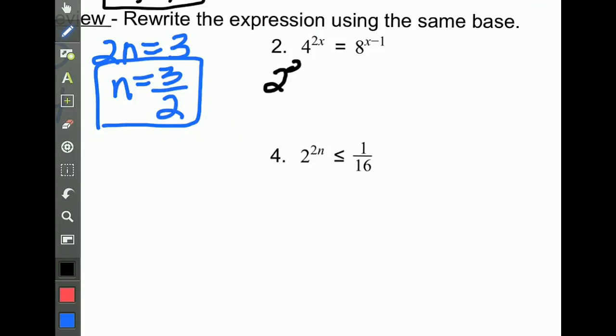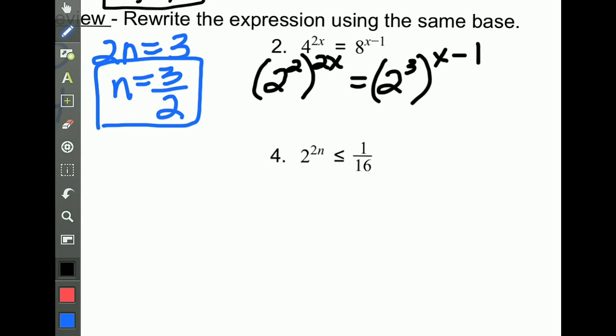So 4 is the equivalent of 2 squared, which I'm going to raise to the 2x. And then 8 is the equivalent of 2 to the third, which I'm then going to raise to the x minus 1. I know that when I raise a power to a power, of course, I multiply those exponents together.